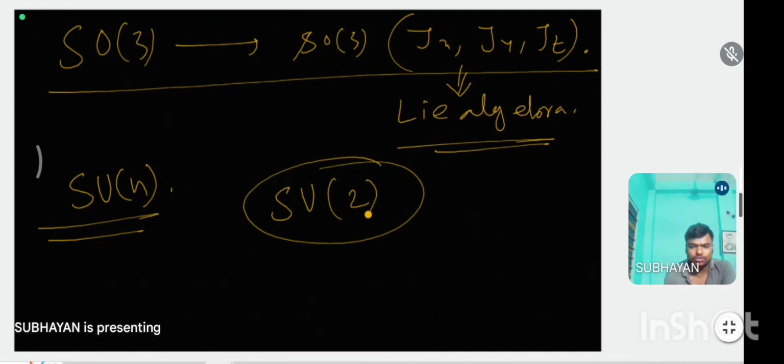SU(2), the elements of SU(2) are identical to the elements of SO(3) in terms of their generators, the Lie algebra. The special unitary group has identical properties of the generators of SO(3). But one difference is that SO(3) is an orthogonal group, but SU(2) is not orthogonal. SU(2) is unitary.